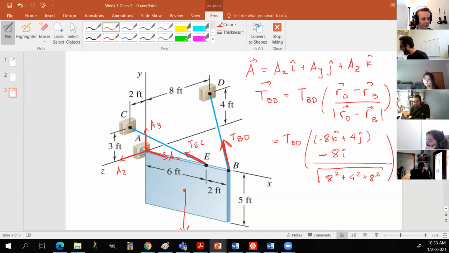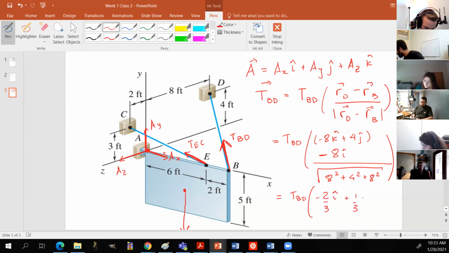All right, so I'm not going to write that out. T_BD is unknown. This becomes equal to 12, if I'm not wrong, right? You guys figure that out? Yep, that's good. All right, so then if we write it out, we get T_BD times minus 2 over 3 i hat plus 1 over 3 j hat minus 2 over 3 k hat.